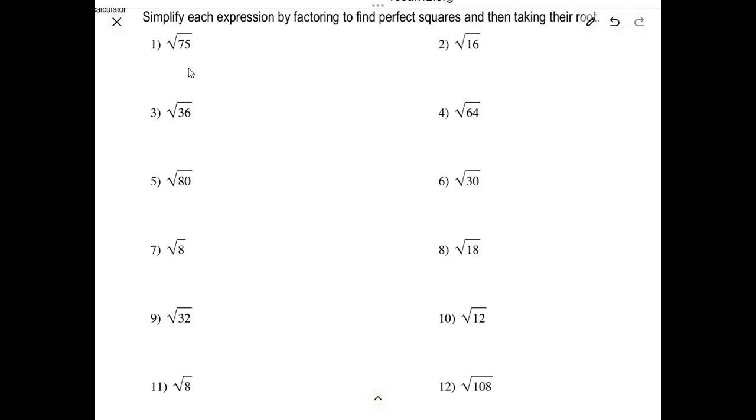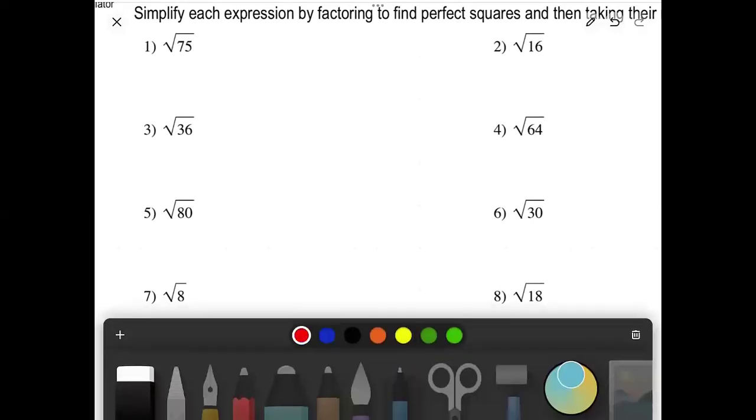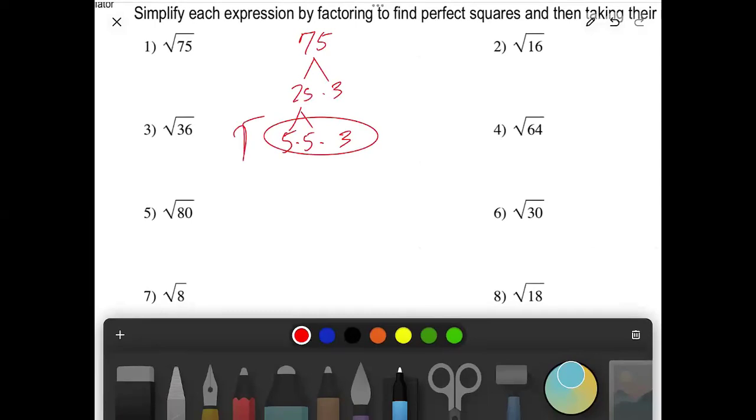So the first example we have is the square root of 75. Now, a lot of teachers will tell you to use a factor tree and factor it down. So 75 can be broken into 25 times 3, and 25 can be broken down to 5 times 5. So here is the prime factored form of 75. And now that you've got this, any pair of numbers that you have, you can pull out. So this will be 5. And then since there's only one 3, you have to leave it inside the radical. So the simplified version would be 5 square root of 3.